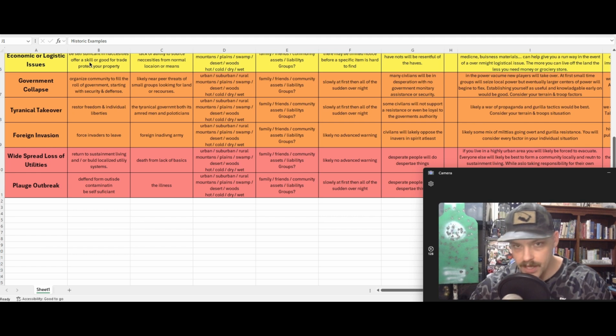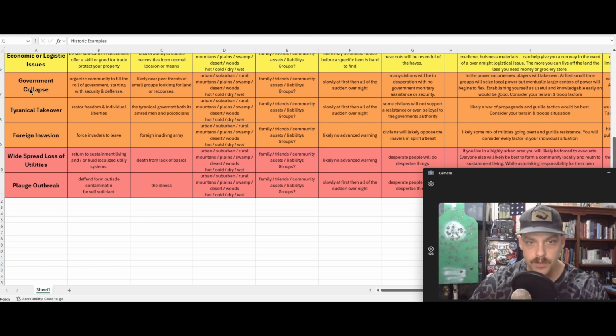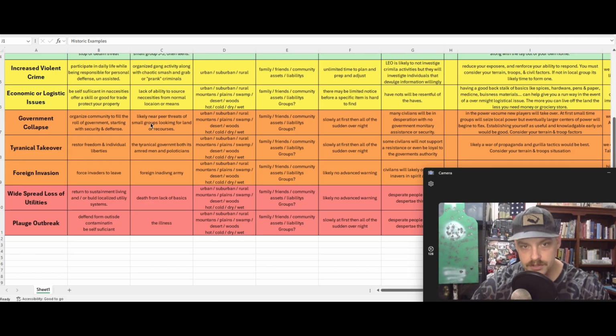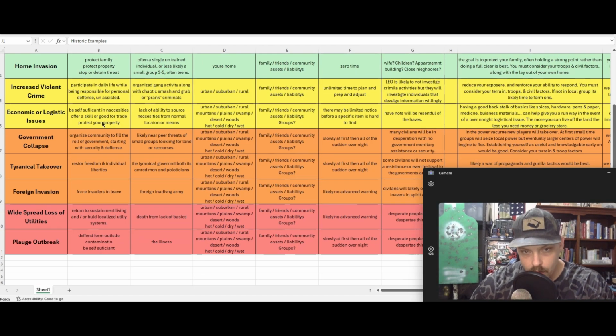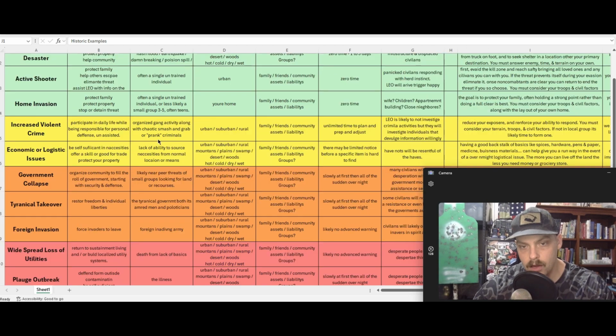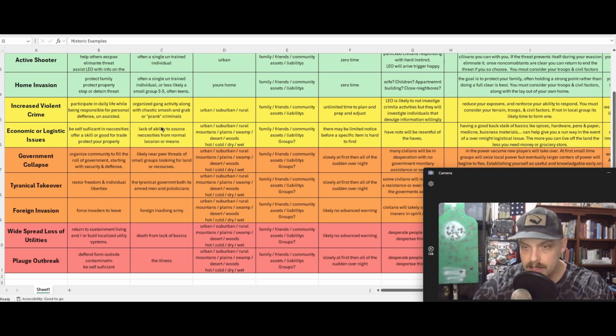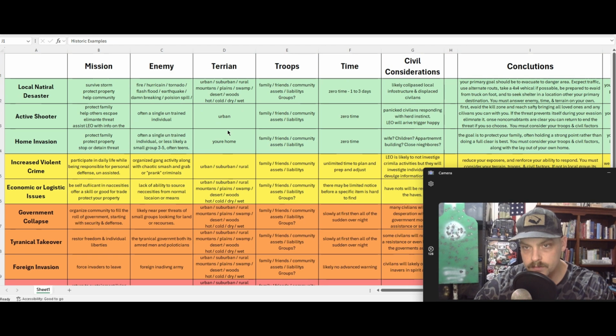The federal government, state government, they just go away for whatever reason. We default on the dollar, so we have some economic logistical issues, and then the government also collapses, whatever the case is, right? So our mission is going to be organize our community to fill the role of government in the local area, starting with security and defense. Our enemy is likely near-peer threats, small groups looking for land and resources that we are occupying.